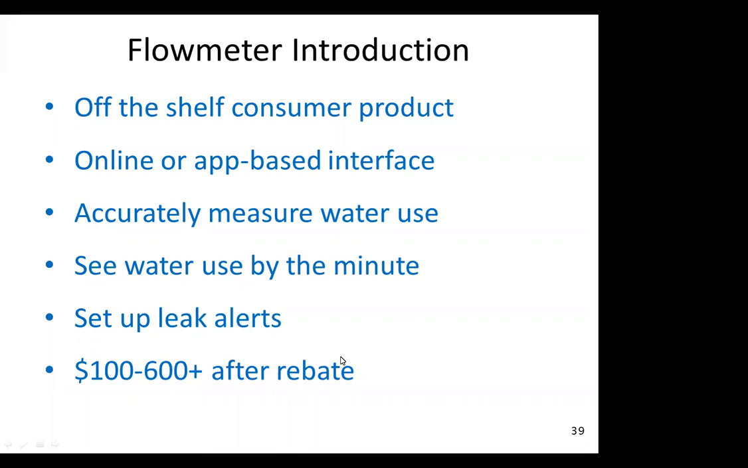After our rebate, the general price range for these can be between the $100 to $600 price range. Installation may add to that as well if you choose a model that needs to be installed by a plumber. Let's go ahead and take a look at some of the flowmeter types.